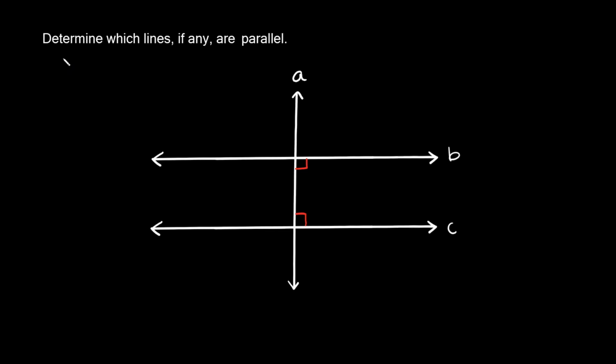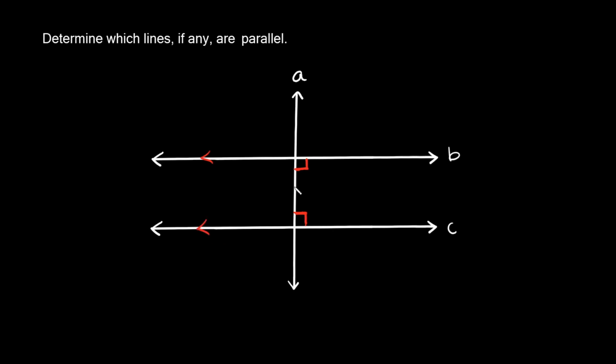All right, here's the next one. This one says determine which lines, if any, are parallel. So we're switching it up a bit. It's giving us right off the bat that these two angles right here are perpendicular. So since these two angles are perpendicular, can we assume that these two lines, B and C, are parallel? Yes, we can.